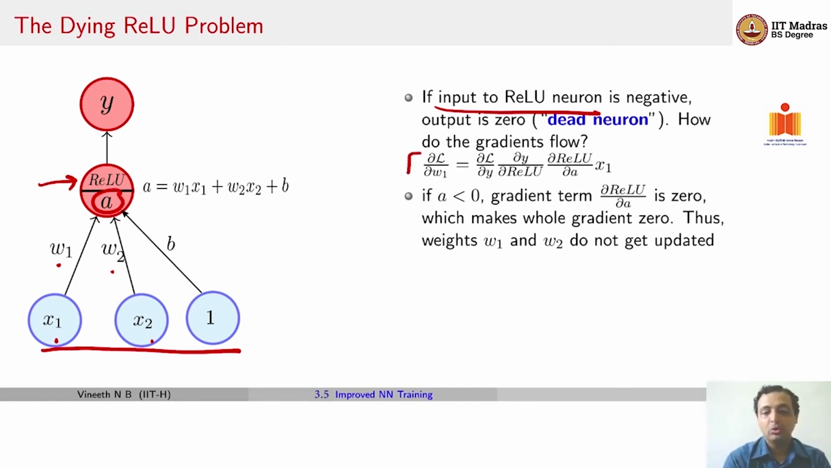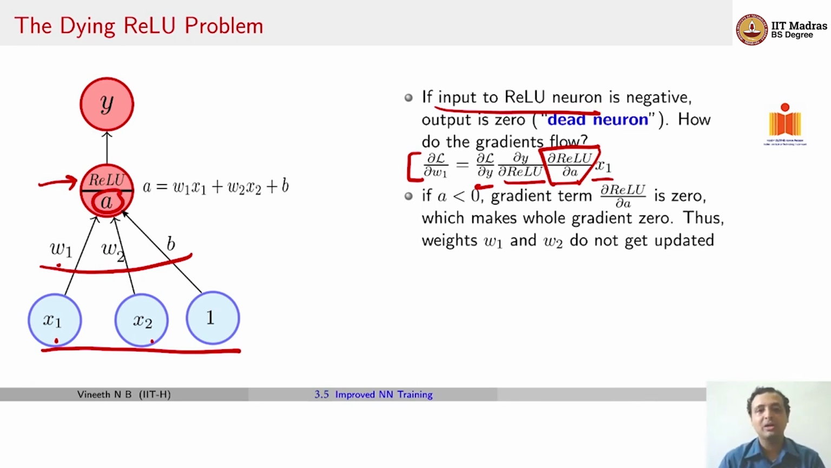If you now want to compute dou L by dou w1, by chain rule you have dou L by dou y into dou y by dou ReLU into dou ReLU by dou A into x1. Because the input A is negative, dou ReLU by dou A would straight away become 0, and none of these weights would get any contribution through the ReLU activation, which means those weights W1, W2 may never get updated. They stay the same and this cycle could continue.